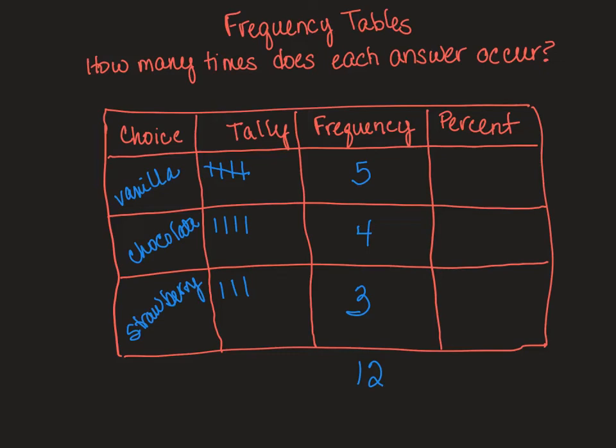Then the last thing I'm going to do is find the percent. I know this is going to be 5 out of 12, this is going to be 4 out of 12, and this is going to be 3 out of 12. Then I divide the numerator by the denominator. So in this bottom one, I'm dividing 12 into 3, and you can do it in your calculator. That's fine. 0.25. I multiply that by 100, and I get 25%. And that is all you're going to do.